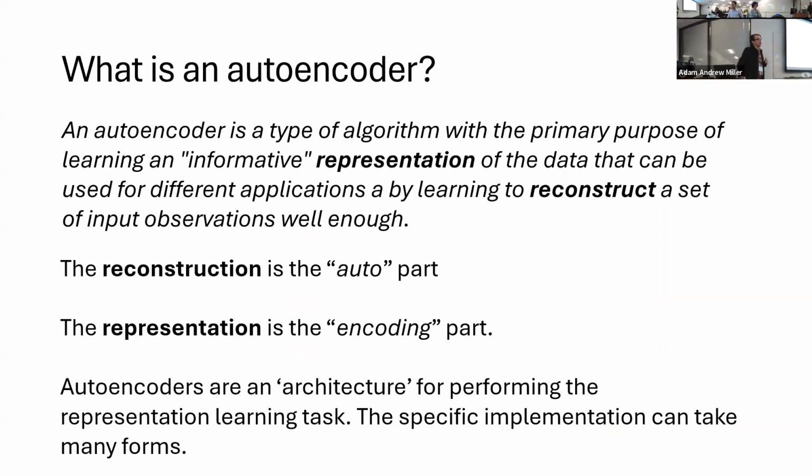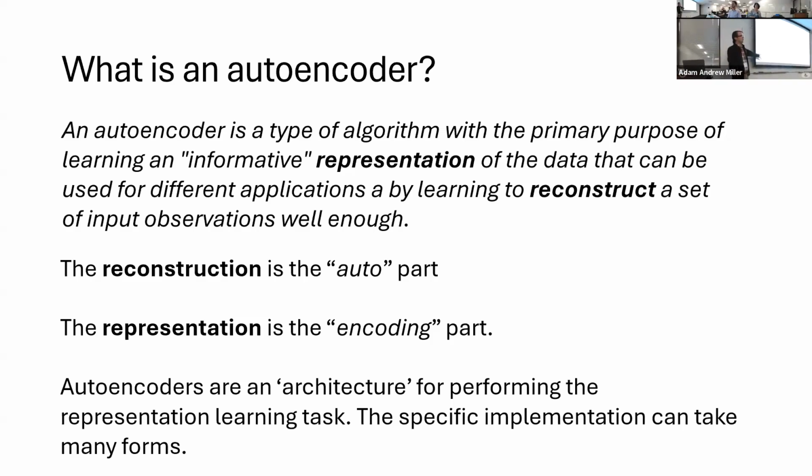I took this from a nice review paper on autoencoders, but basically an autoencoder is an algorithm that generates some informative representation of the data that can be used for different applications, but one of the main ones is reconstructing a data set. On my title slide, we have our data in some high dimensional space. We're going to learn some low dimensional representation, and we're going to reconstruct the high dimensional data. So that's what an autoencoder does. The reconstruction part is the auto, and the representation part is the encoder.